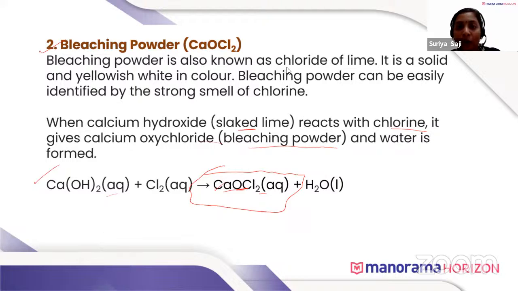It's also called chloride of lime. This name is also very, very important. Bleaching powder is also known as chloride of lime. And how we can prepare this one.